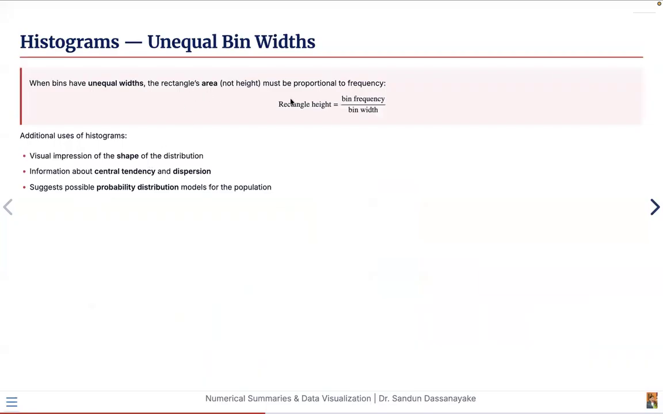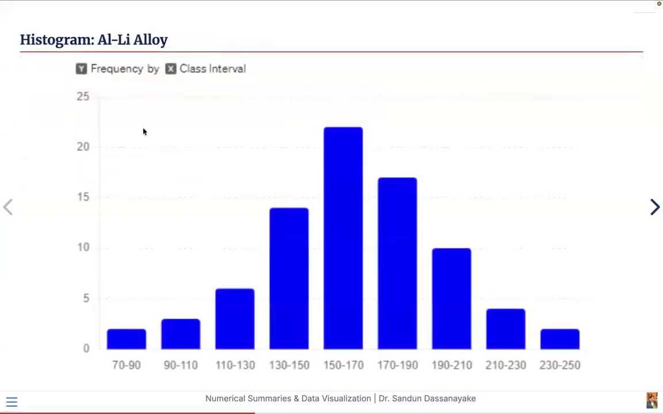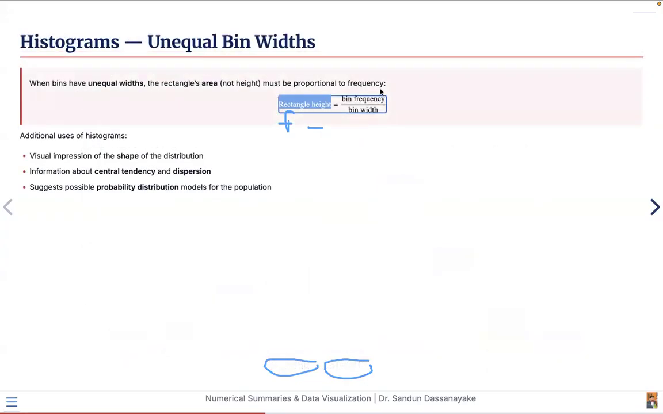And if you have unequal bin width, what you have to do is get the bin frequency and divide by the bin width, to get the rectangle height. Unequal bin width means this thing here. If you have differences in these bin widths, then in order to fix the height as the proper frequency, what you need to do is get the bin frequency and then divide by the bin width, and then you set your frequency height. So that's what you do when you are developing a histogram.